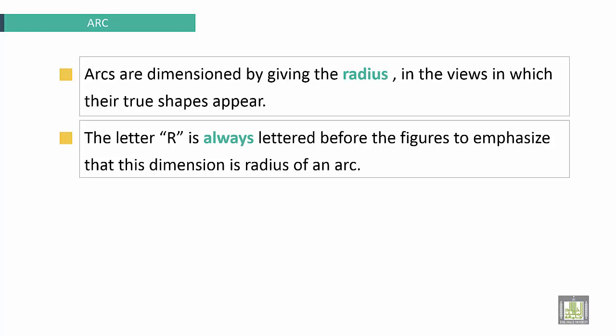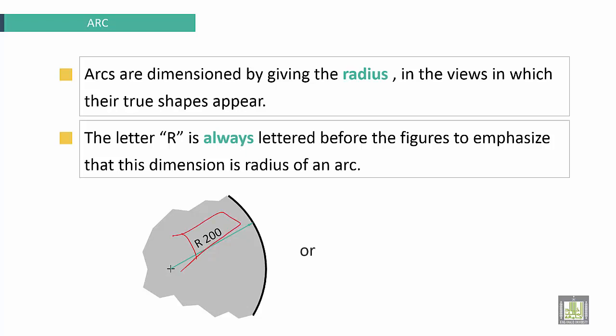Arcs are dimensioned by giving the radius in the view in which their true shape appears. The letter R is always lettered before the figures to emphasize that this dimension is the radius of an arc. Here, for example, this is the dimension line R200. That means the radius of this arc is 200 millimeters. Or to put it directly, from the center, an extension from the center, it is 200 millimeters.